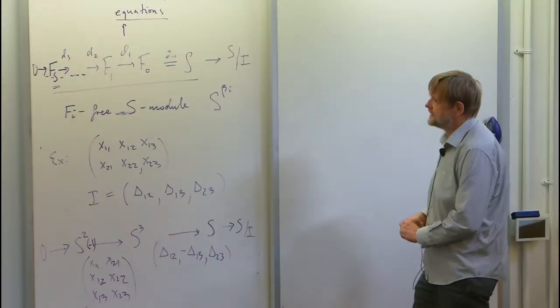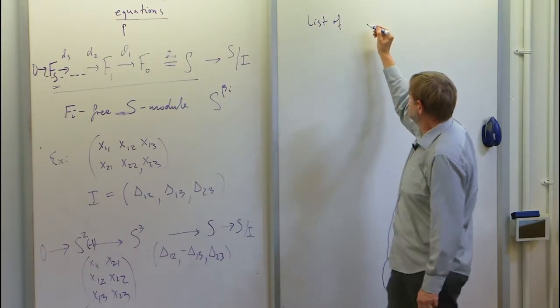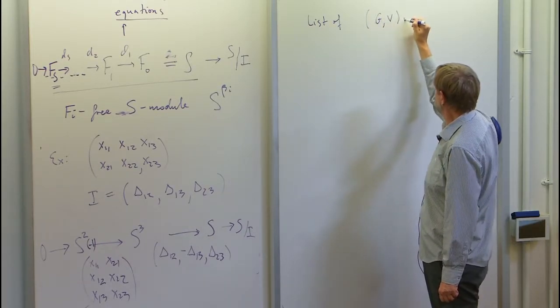All right, so what's the list I'm interested in? The list of representations V of G with finitely many orbits.